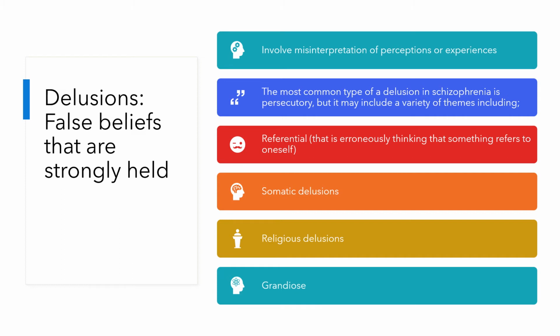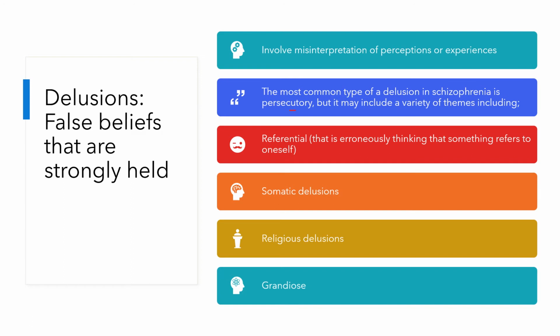Delusions, as we understood, are the false beliefs that are strongly held. And in schizophrenia, it normally involves misinterpretation of perceptions or experiences. The most common type of delusion in schizophrenia is persecutory, but it may include a variety of themes, including referential, that is, erroneously thinking that something refers to oneself. So if somebody is watching a television and they are discussing something, the person will think that they are talking about me. Persecutory means that the person is threatened by somebody with a threat to end his life or kill themselves.